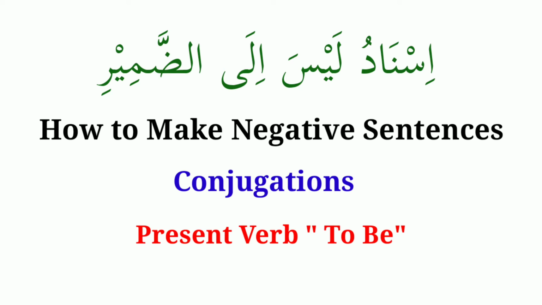Today in this lesson we are going to learn how to make negative sentences, nominal sentence, present verb to be. How to use this one in the sentence. See this one, spoken Arabic. So please remember this conjugation carefully. Let's start.